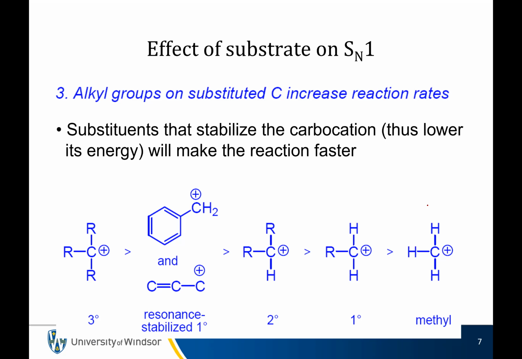So what we need to be very careful about here, I'm going to highlight this and put a little asterisk next to it: in general, tertiary is more stable than secondary, is more stable than primary, is more stable than methyl. And tertiary is much more stable than secondary, and secondary is much more stable than primary.